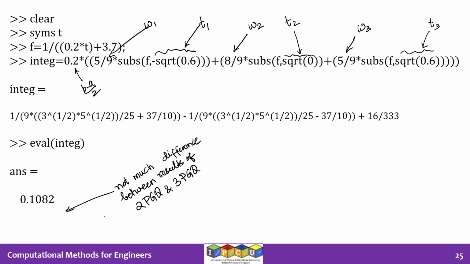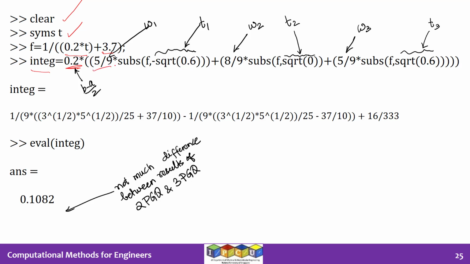Now, if you wanted to see how you might use Matlab to get the results from 3-point Gauss quadrature, here it is. So basically, I clear the workspace, I declare t to be a symbol, and I say f, the function in terms of t, is 1 by 0.2t plus 3.7. I'm a little bit careful with brackets. Maybe I use more brackets than needed because I want to increase my probability of getting the answer right. So I'm generally very liberal with putting the brackets in the right place. In any case, the value of the integral is going to be 0.2, that's the b minus a by 2 that is outside.